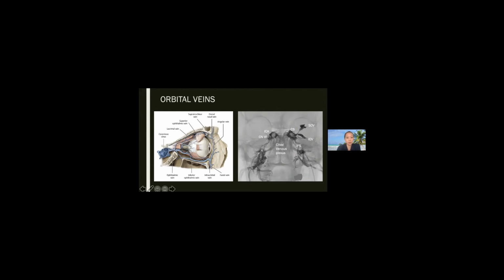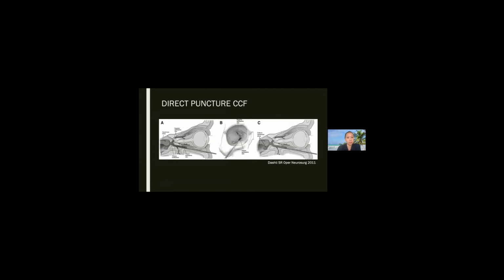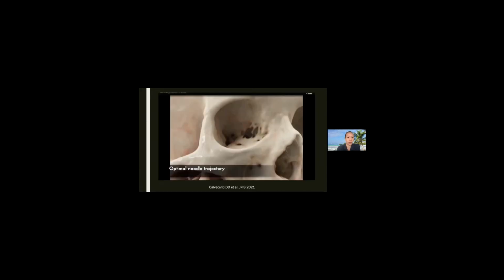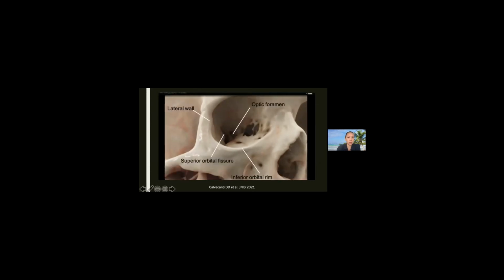If you're familiar with that anatomy, you can do a direct puncture for CC fistulas if you can't get access into the inferior petrosal sinus, or if it's an indirect fistula and there are no transarterial routes. The direct puncture is actually a great tool, even though it can be rather terrifying. So this is a video from the group at NYU in JNIS, where they performed a CC fistula.